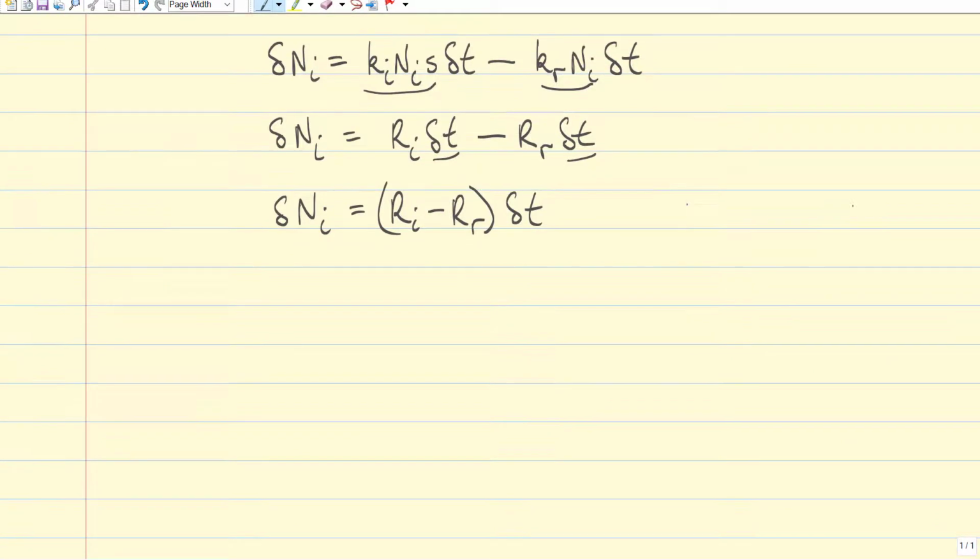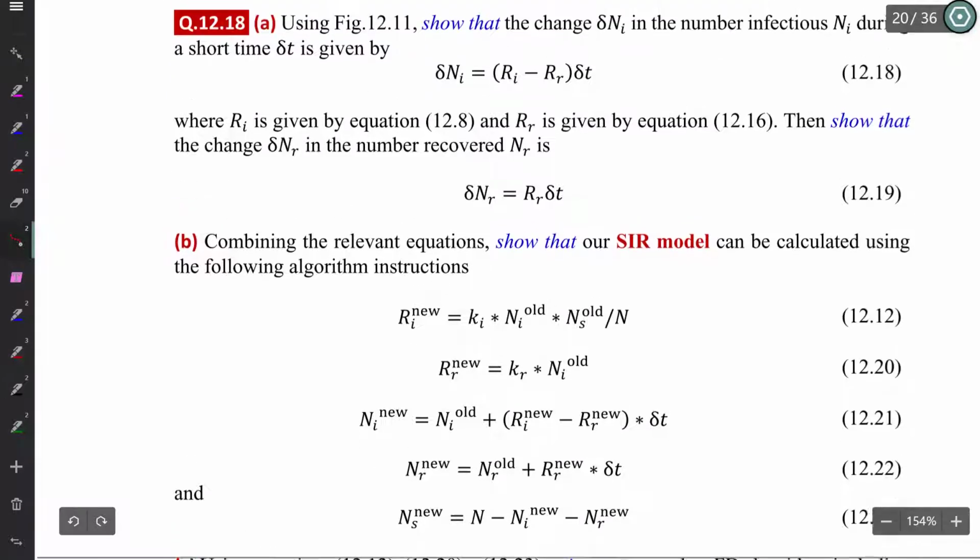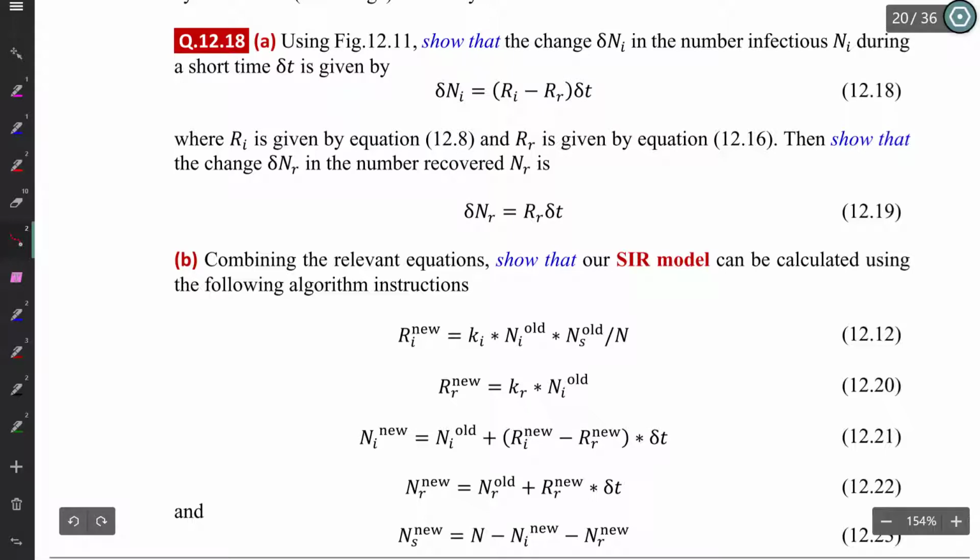And so that is what we were trying to show, I think. Let's go back and have a look. It's always good to go back and check. And yep, here it is. So that's the equation we were trying to get.